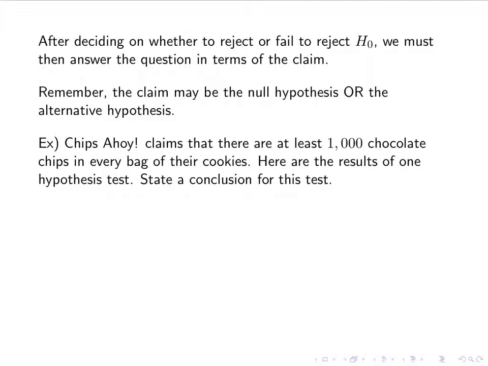For example, Chips Ahoy claims that there are at least 1,000 chocolate chips in every bag of their cookies. Here are the results of one hypothesis test. State a conclusion for this test. So we have our null hypothesis is that mu is greater than or equal to 1,000. HA is that mu is less than 1,000. Alpha is 0.01. P is 0.025.